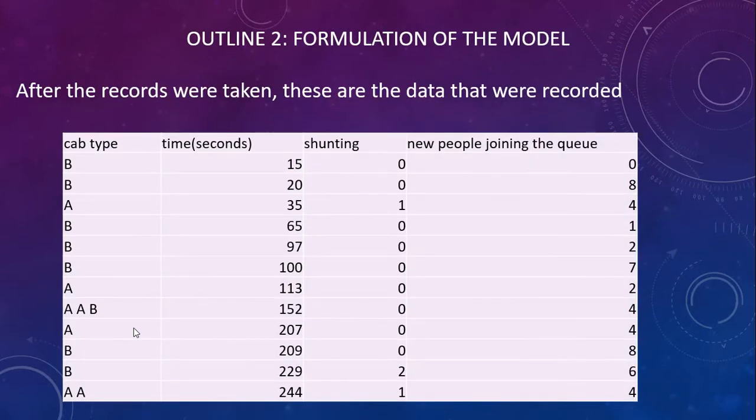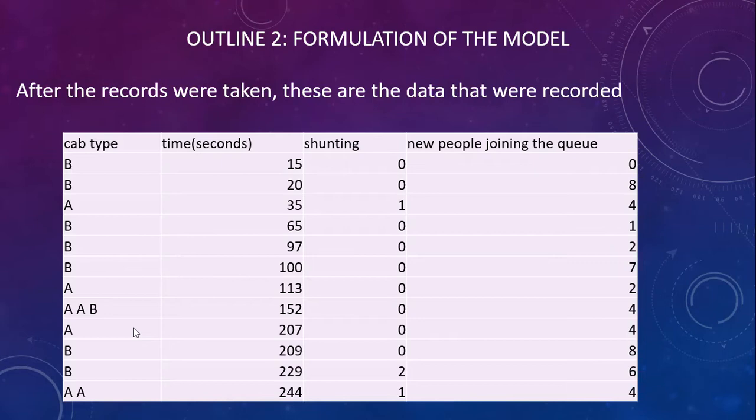After the record we took, these are the data that were recorded. So we actually have two types of cab. Cab A takes a maximum of 4 people, while cab B takes a maximum of 6 people at a time. So this is the time taken. This time, recorded in seconds, is the time taken for the first cab to leave.